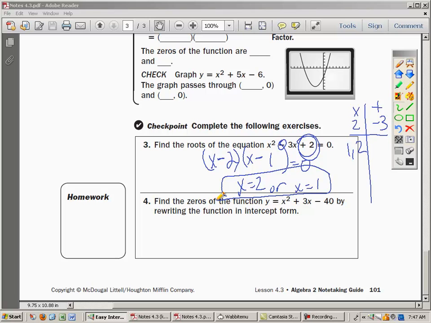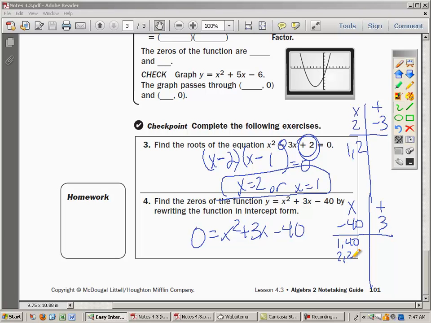Find the zeros of the function. Again, when does this thing equal 0? Now this one's a little trickier because we have lots more factors of 40. But I need two numbers that multiply to negative 40 that add to make 3. So factors of 40 are like 1 and 40, 2 and 20, 4 and 10, and 5 and 8. So those are all my factor pairings that multiply to make 40.